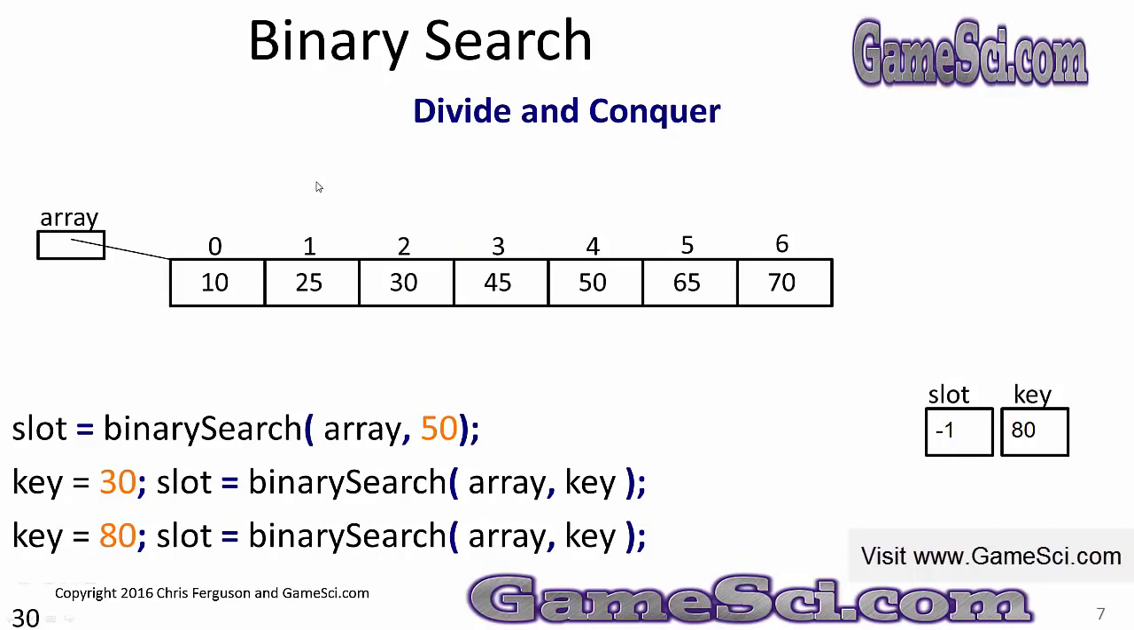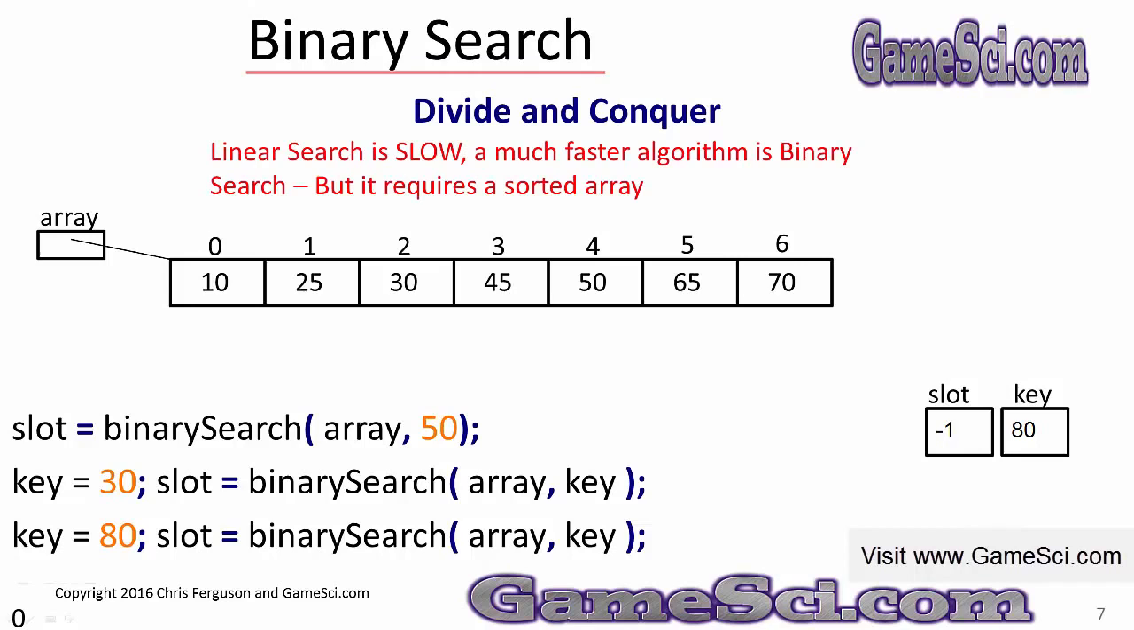One more algorithm, the binary search algorithm. We looked at linear search, bubble sort, and now the third algorithm is going to be binary search. Now, one of the reasons we do a bubble sort is to get our data in order so we can do a binary search. Binary search requires sorted data. Linear search is slow. A much faster algorithm is binary search, but it requires a sorted array. Don't even attempt a binary search unless your data is in order. Often it requires doing a bubble sort before you can execute a binary search.